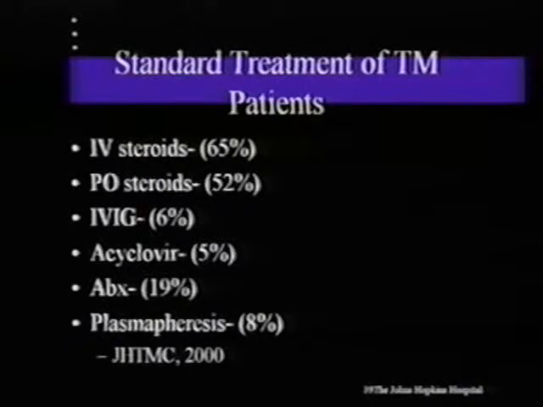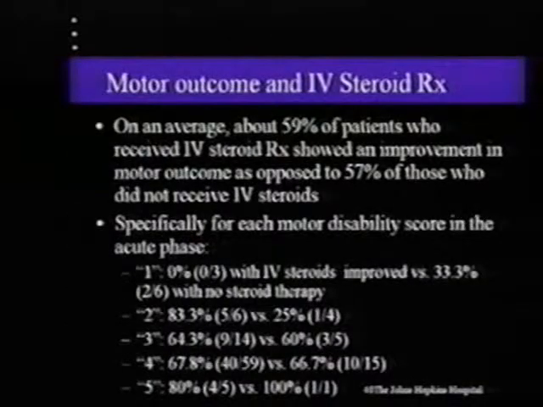So in our study, about 65% of patients did receive IV steroids, 52% received oral steroids, IVIG, intravenous immunoglobulin, acyclovir, antibiotics, plasmapheresis in 8%. You'll hear more about that from Brian Weinschenker. We don't know if they work. We really don't. The best data that we have actually is for plasma exchange, plasmapheresis.